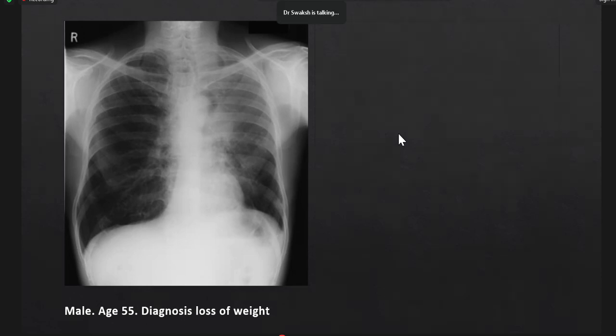So we would suggest HRCT thorax and a contrast study.